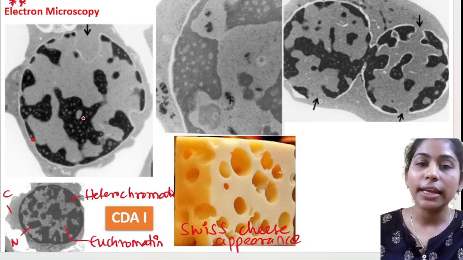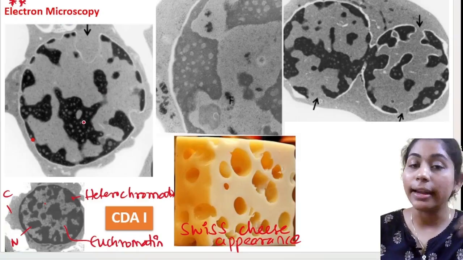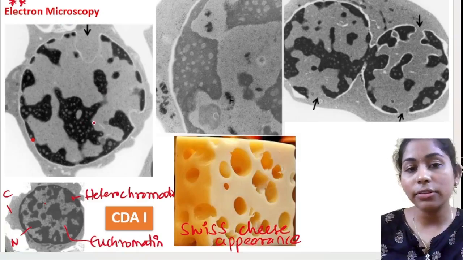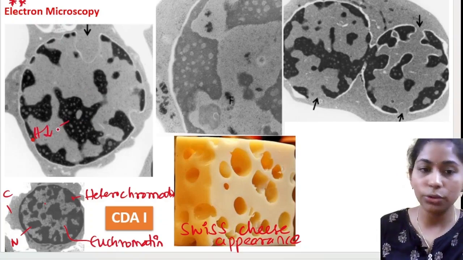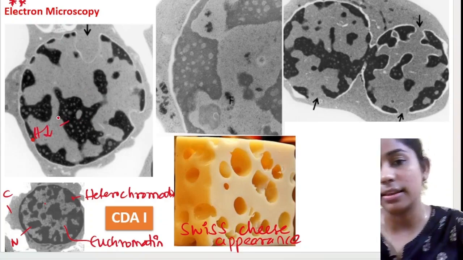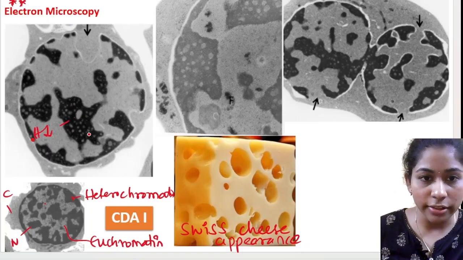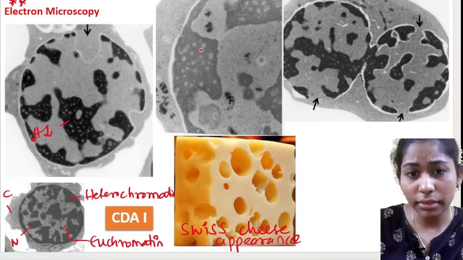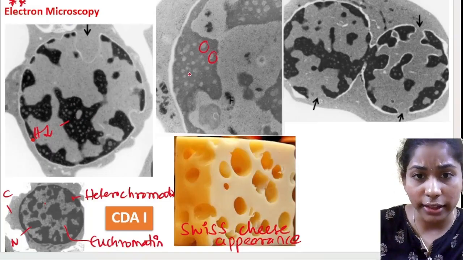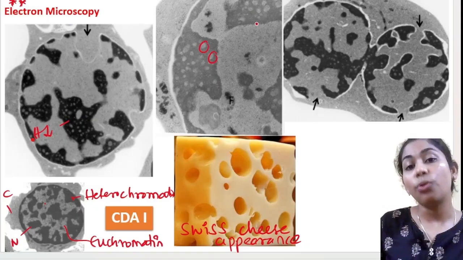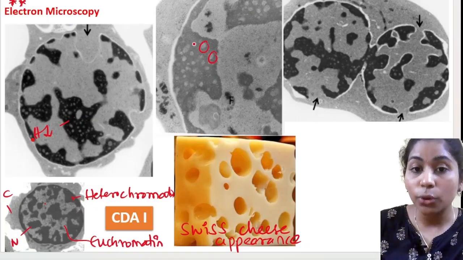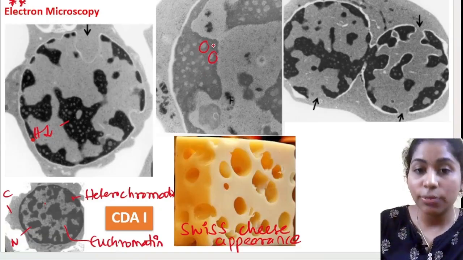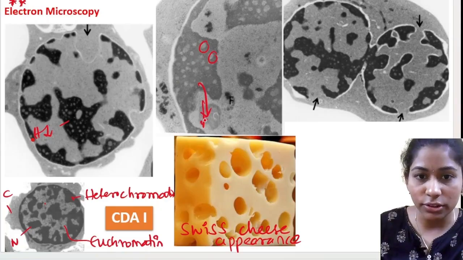So what's happening in CDA type 1 is that the dark heterochromatin is getting lost. How is it getting lost? Why is it called Swiss cheese? Because if you see, there are some small dots here, and I zoom this picture. Can you see small dots in the heterochromatin? The heterochromatin is lost in the form of small holes, and finally everything is lost. That's why it looks exactly like Swiss cheese, right?